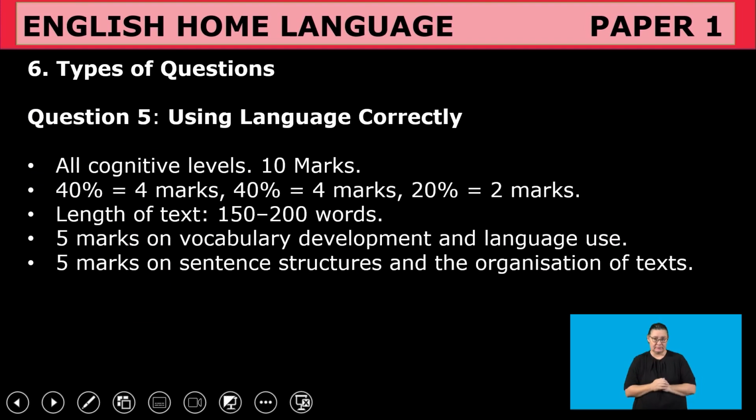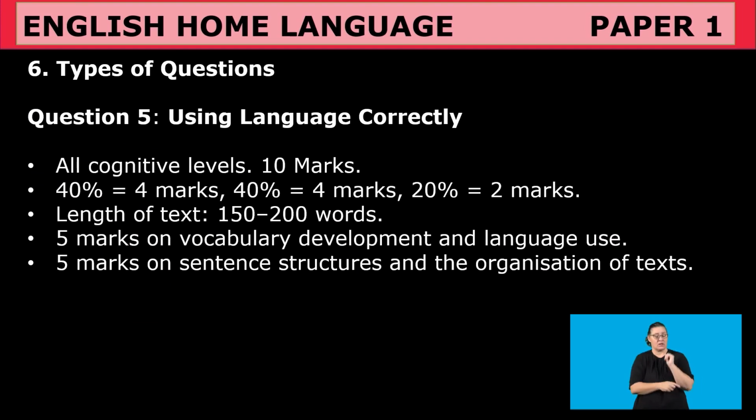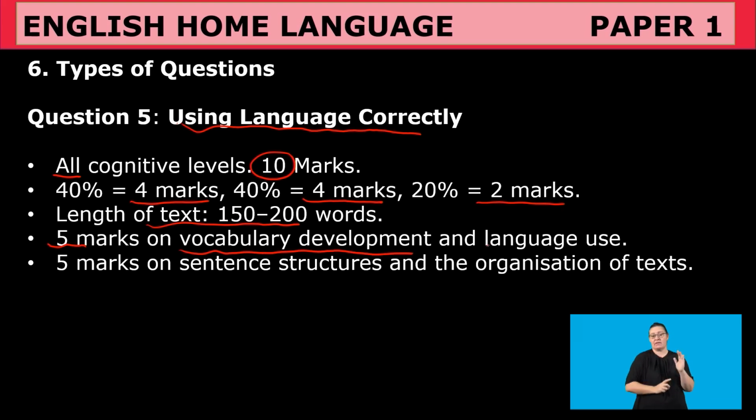The last question in paper 1 is question 5, using language correctly. 10 marks, and again, all cognitive levels. 4 marks for lower order questions, 4 marks for middle order questions, and 2 marks for higher order. The length of the given text will be about 150 to 200 words, and there will be 5 marks on vocabulary development and language use, and 5 marks on sentence structures and the organization of the texts.